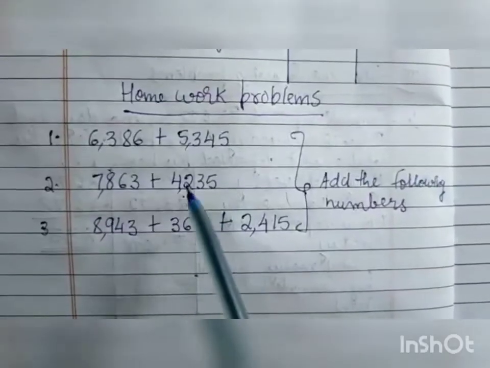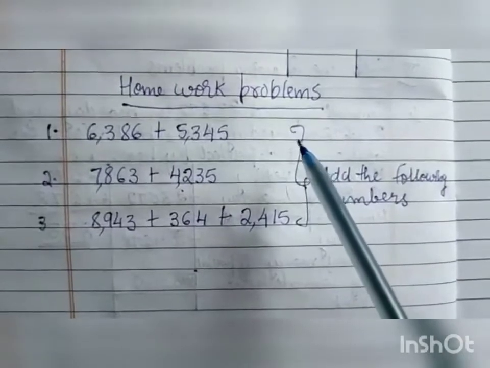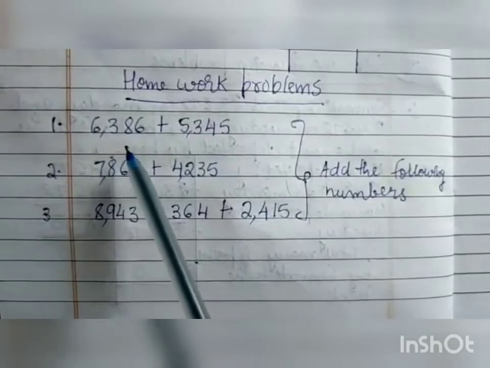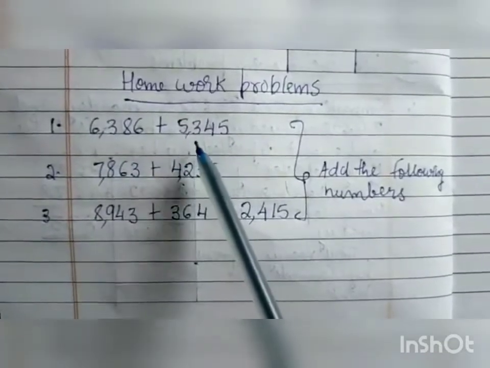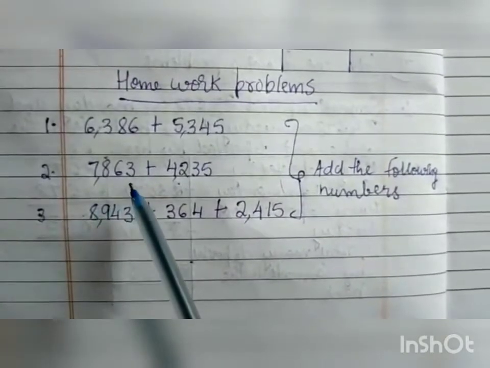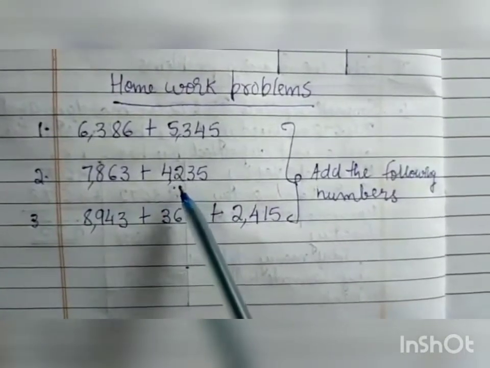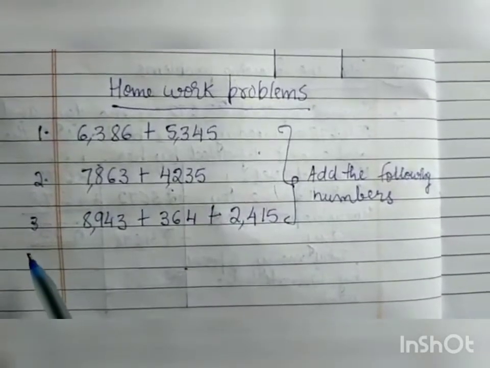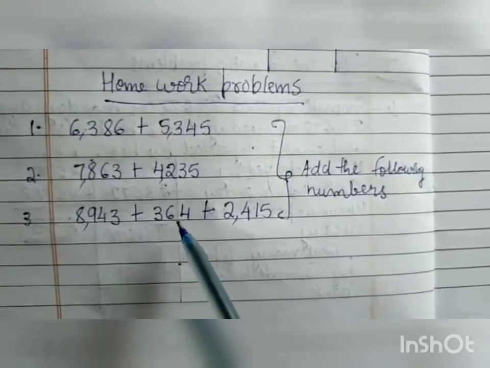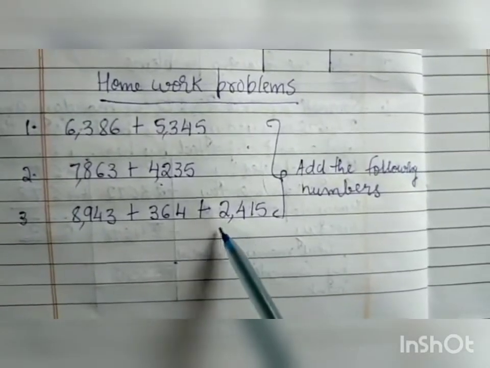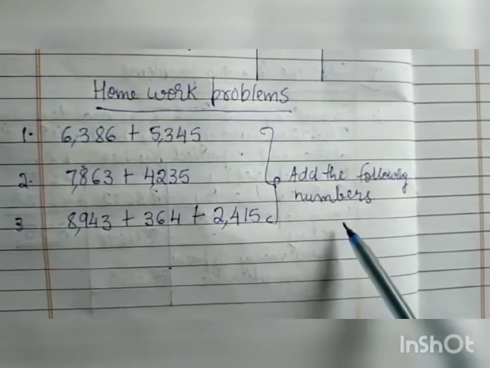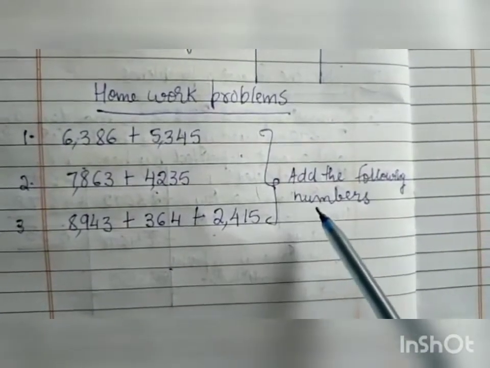Now these are the homework problems. I'll explain to you how to solve them. First one, it is 6,386 plus 5,345. Second one, 7,863 plus 4,235. And third one, 8943 plus 364 plus 2415. Now you need to add the following numbers which I have done in this class.